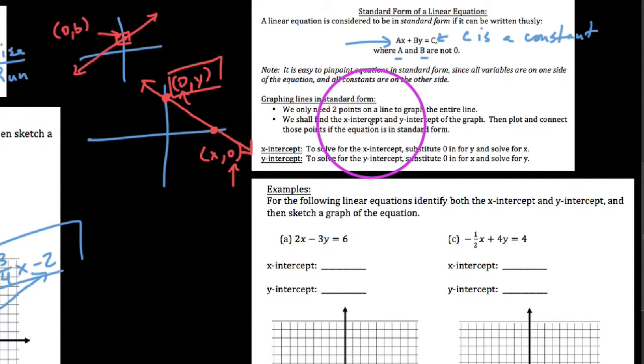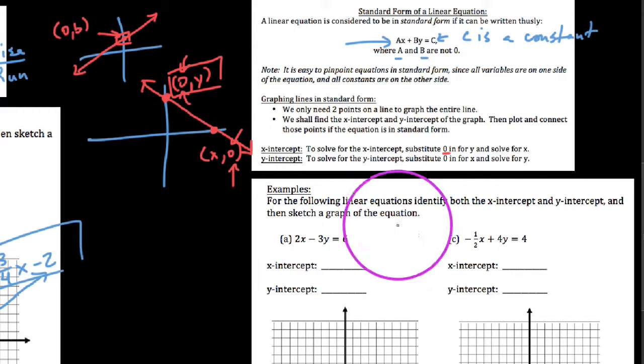I said, well, we shall find the x and y intercepts of the graph, then plot and connect those points if the equation is in standard form. That being said, in order to find the x and y intercepts, essentially to solve for the x-intercept, we're going to just substitute 0 for y into the equation and solve for x, because we know that if it's an x-intercept, the y value is 0. And to solve for the y-intercept, you substitute 0 in for x, and you solve for y, because we know that the x value is 0 at a y-intercept.